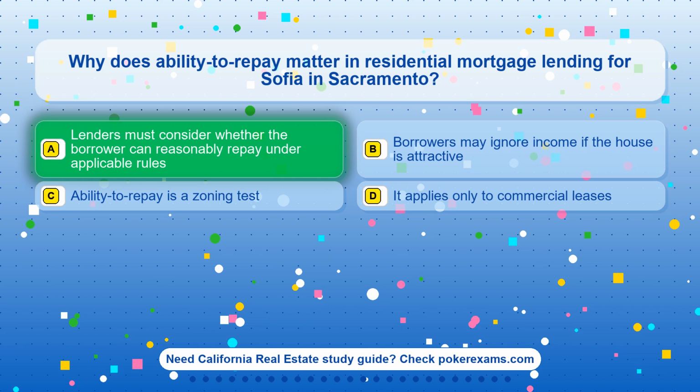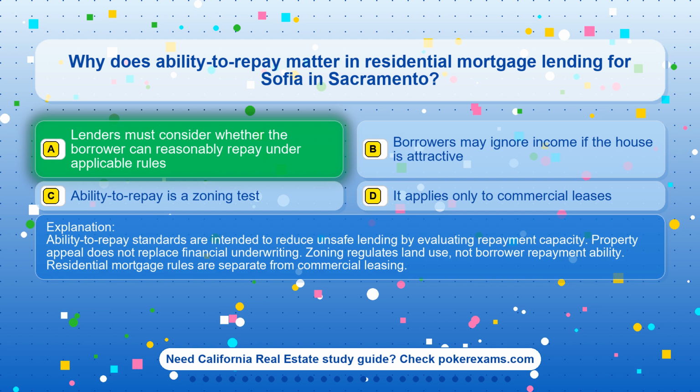The correct answer is option A. Lenders must consider whether the borrower can reasonably repay under applicable rules. Ability to repay standards are intended to reduce unsafe lending by evaluating repayment capacity. Property appeal does not replace financial underwriting. Zoning regulates land use, not borrower repayment ability. Residential mortgage rules are separate from commercial leasing.